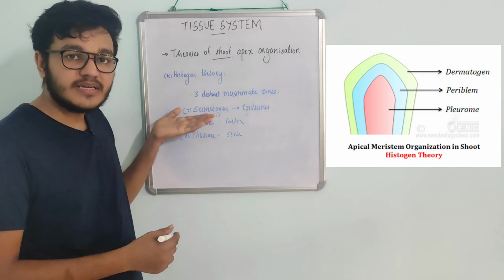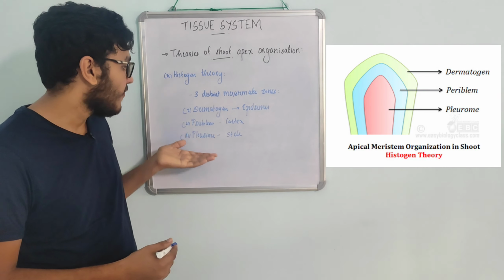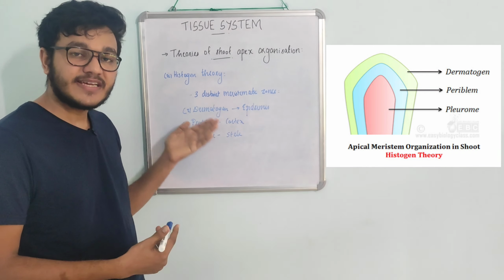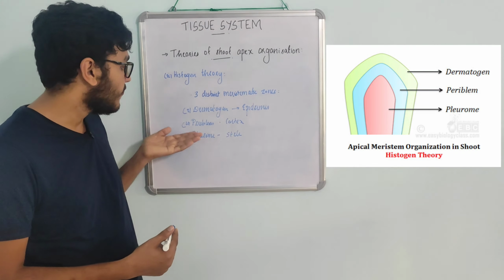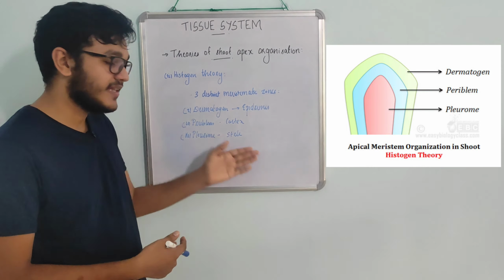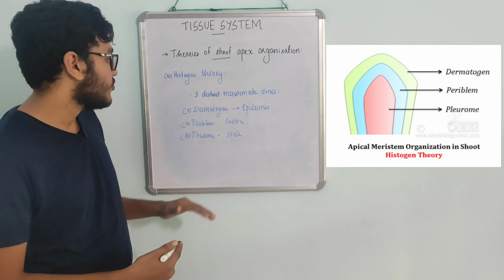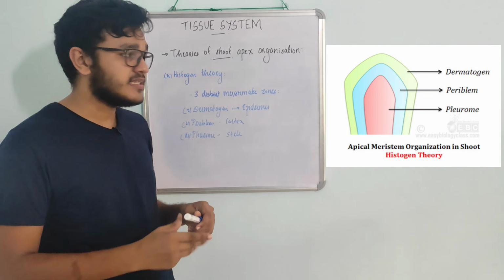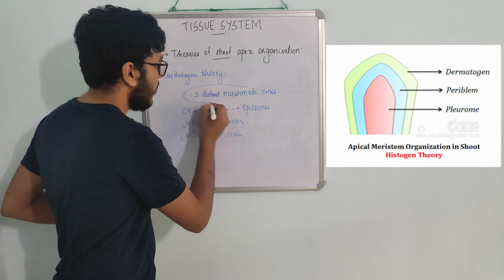Then the periblem is the next meristematic zone, which grows and develops into the cortex. The next one is plerome, the central mass which grows and differentiates into the stele. That is, the vascular tissues are formed from plerome. So that's what this theory is saying. There are mainly 3 distinct meristematic zones. That is the important point.